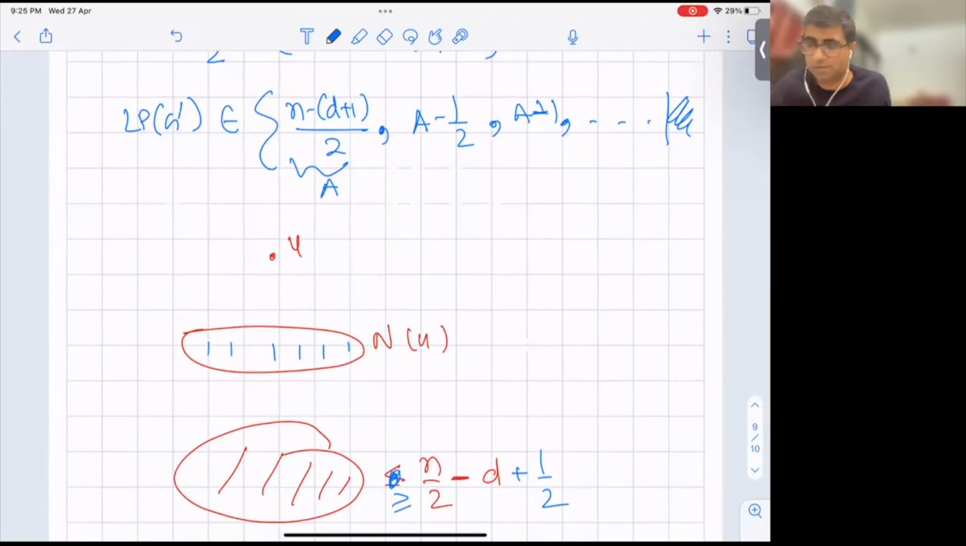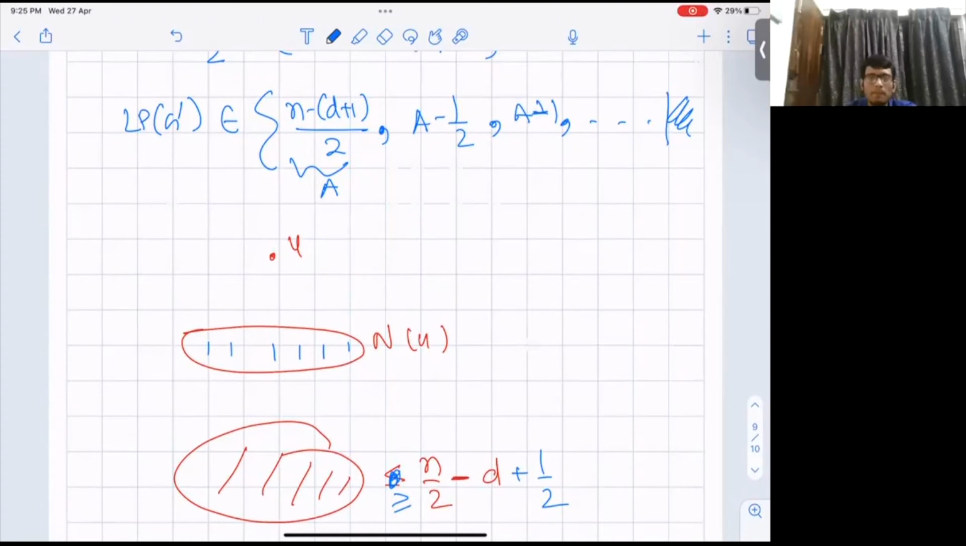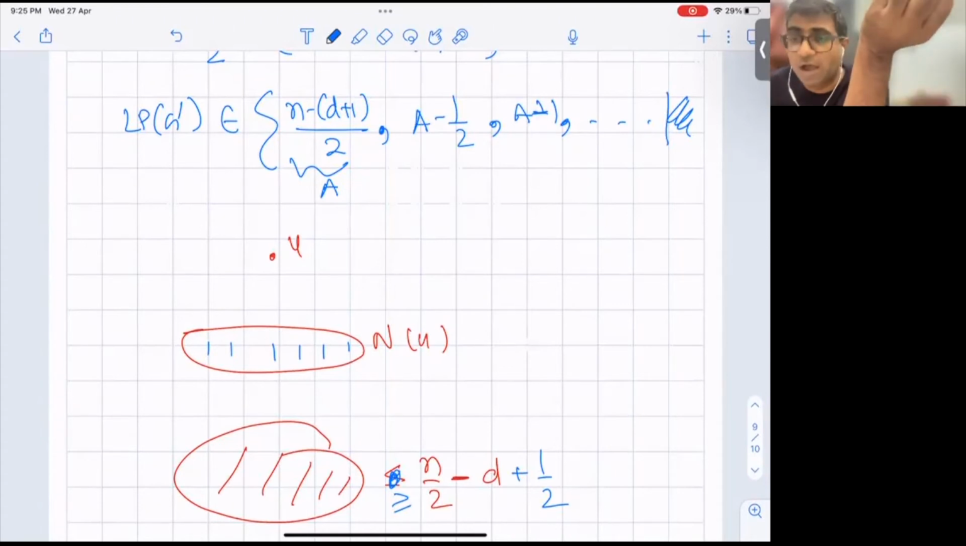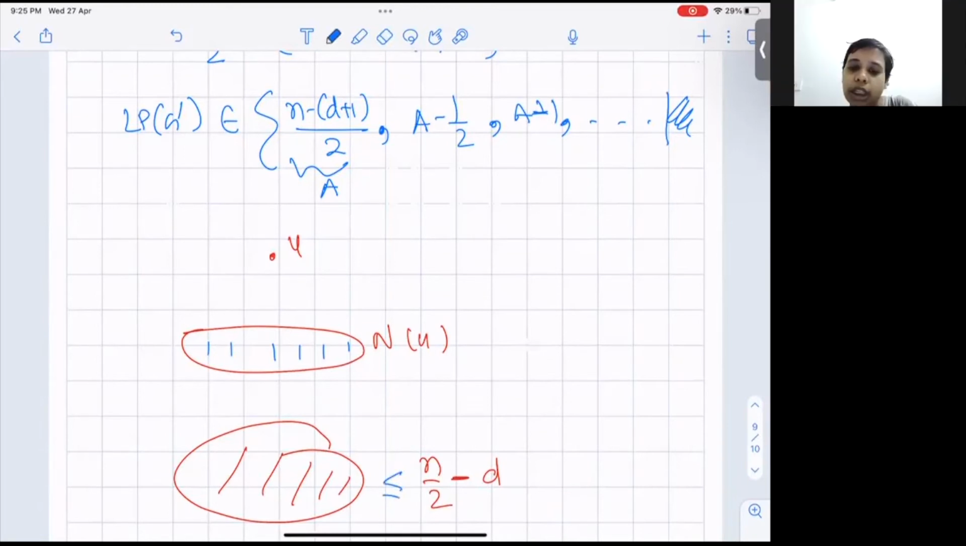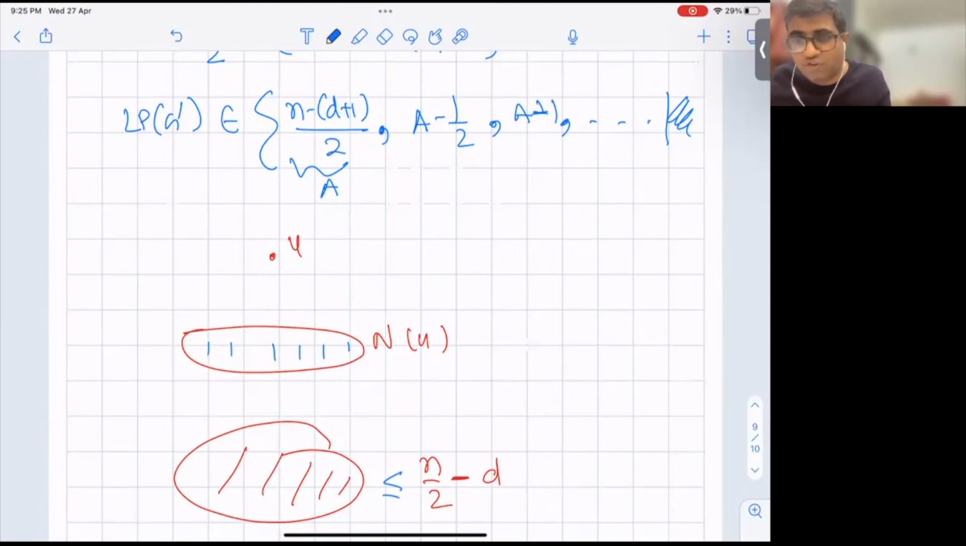Why is it not obvious? Tell me. You just now argued, you just now agreed, right? That this is not possible. If it is anything less than this, it is not possible. So what should it be? It should be more than this, no? Something plus. So how much should be more? Next should be at least half, right?